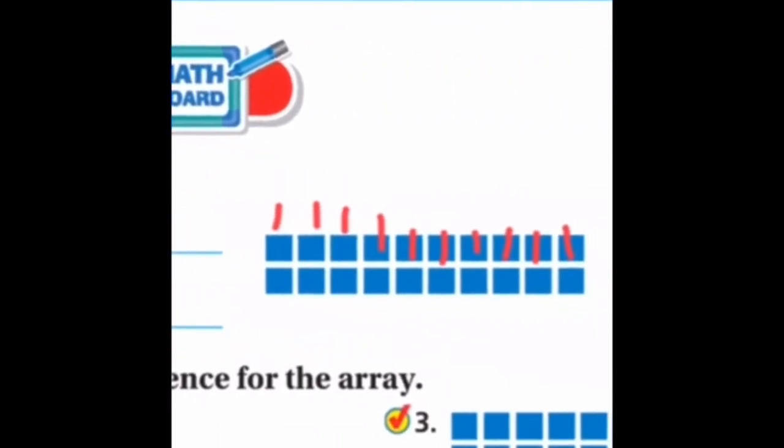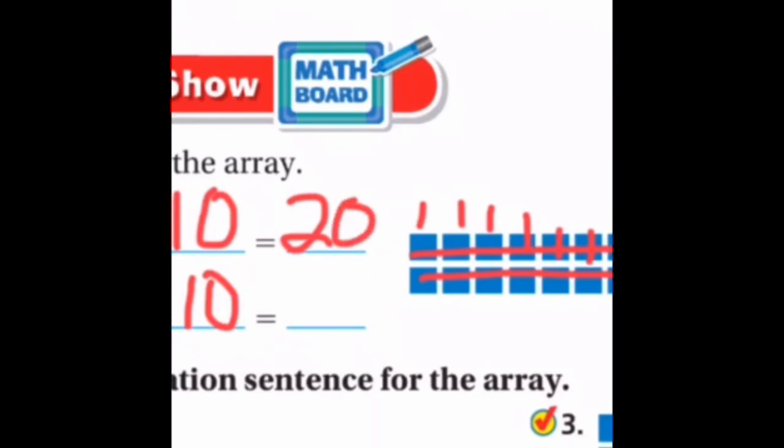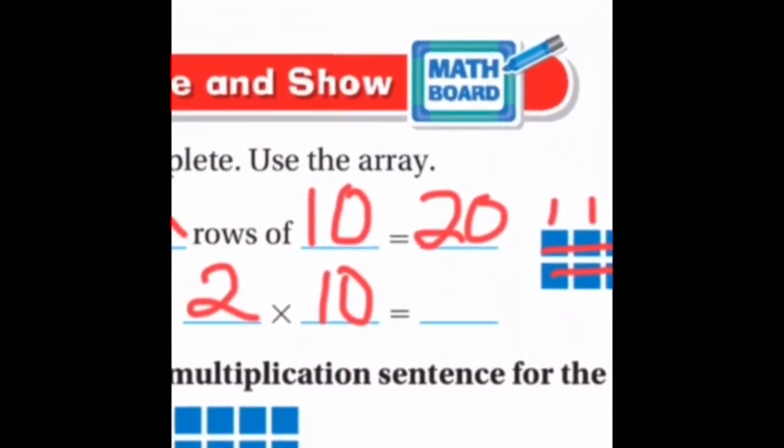And I know that multiplication fact. I know what 2 groups of 10 is. Or we can skip count by 10. That's 10, and 10 more is 20. So 2 rows of 10 equals 20. 2 times 10 equals 20.